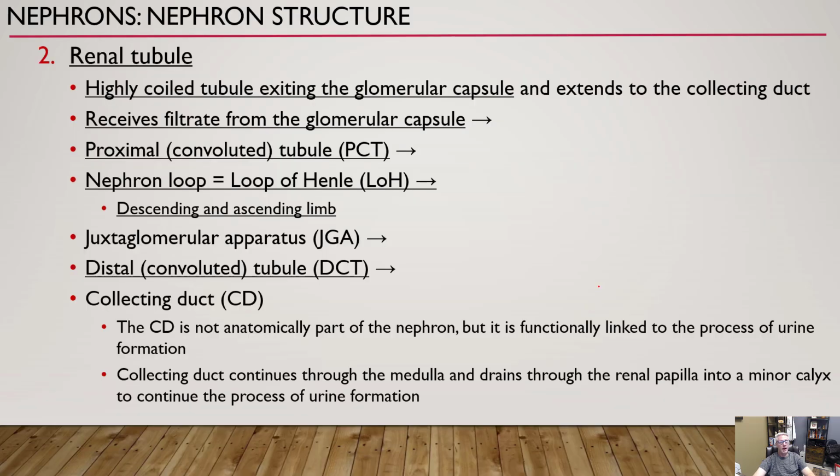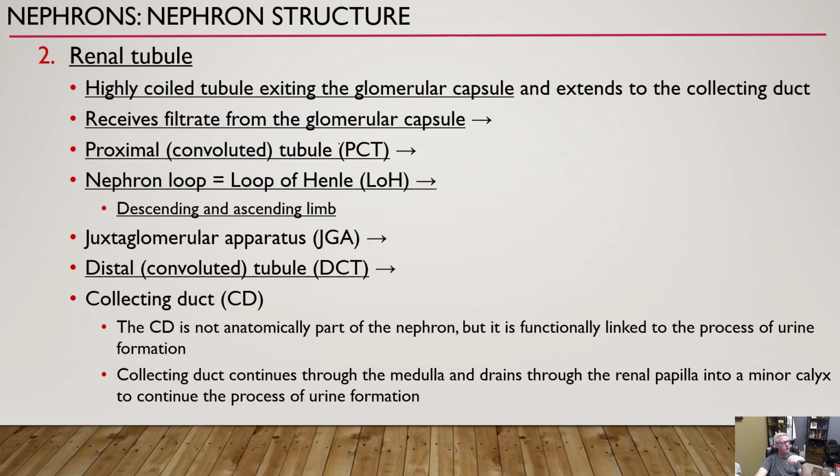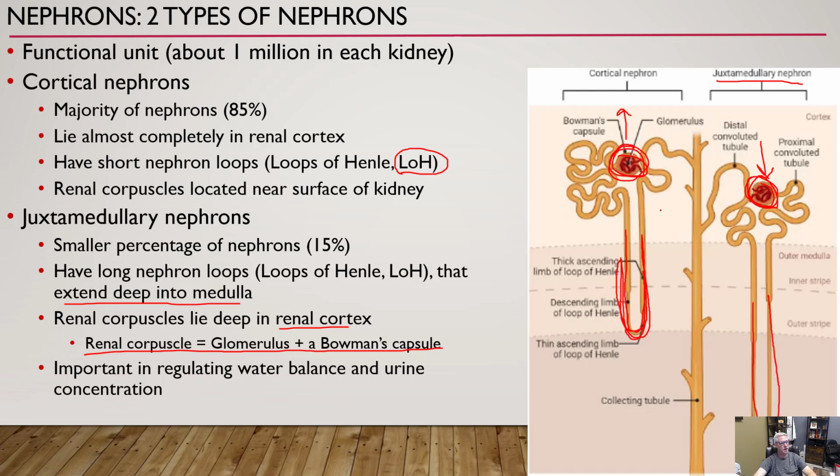All right, so for the nephron structure, we have the glomerular capsule, the Bowman space, and the renal corpuscle. So that's the first part of the nephron structure. The second part of the nephron is called the renal tubule. It's basically that coiled portion that we saw up here.